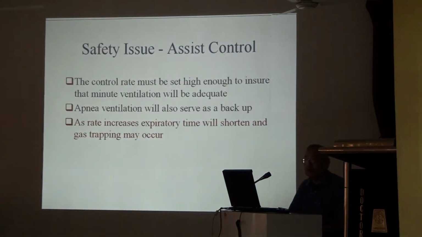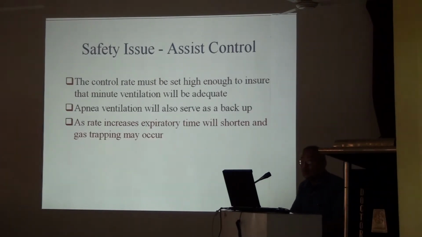Safety issues? The control rate must be set high enough to ensure the minute ventilation will be adequate. So you have to be intelligent, you have to be thinking. Most of the time we don't weigh the patient. None of the hospitals in Calcutta, excepting one hospital, have a bed weighing machine. So you have to assess, looking at the patient, how much his body weight is, and you set the ventilator level.